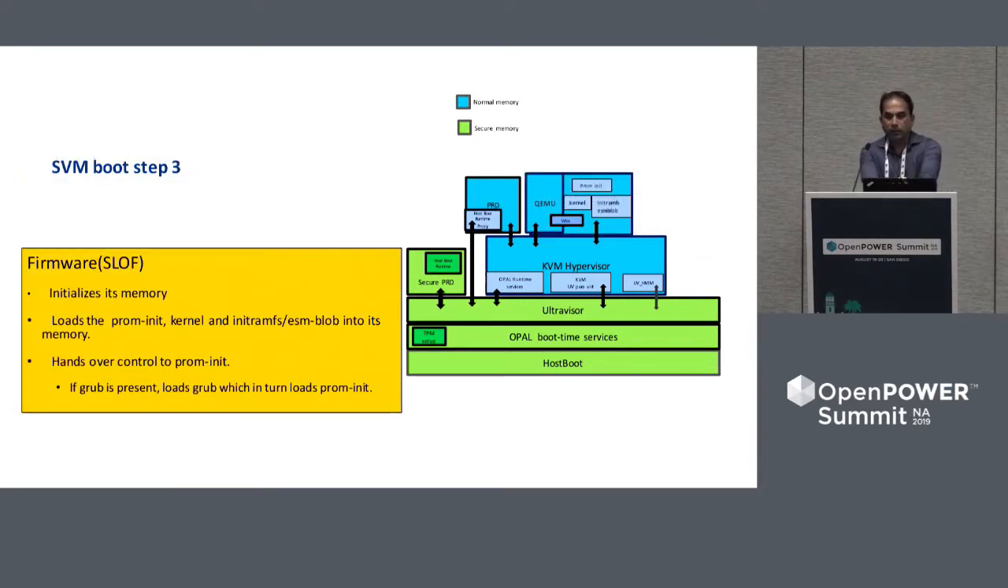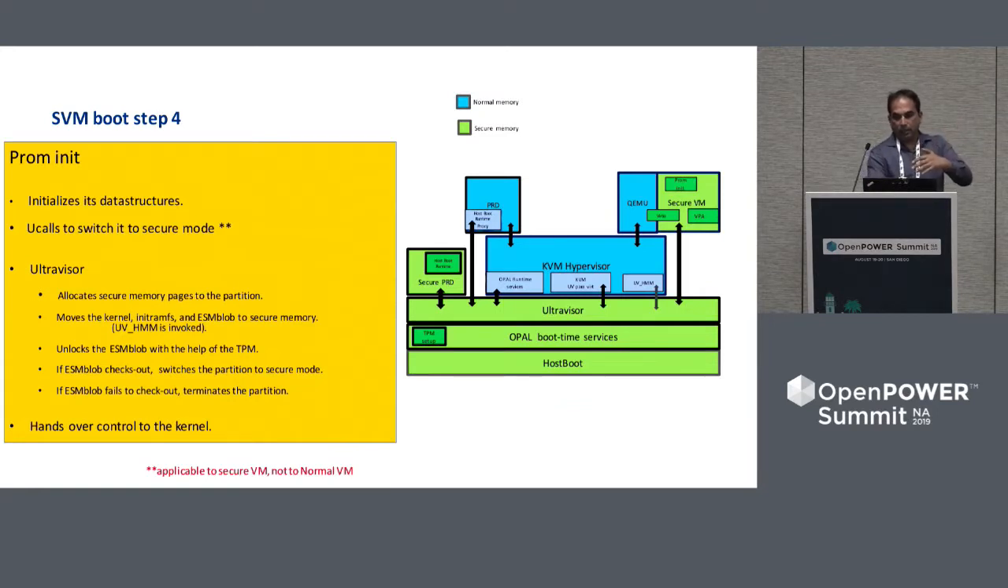At this point, till now, the QEMU and the virtual machine image is all backed by normal pages. So it is running in normal memory. But at some point in time, the virtual machine has to convert to a secure virtual machine image. So at this point in time, the prom init is the one who is responsible for that. Prom init first initializes the data structure, but the next thing it does is it makes a UV call. It calls into the ultravisor and requests the ultravisor, please switch me over to secure virtual machine mode.